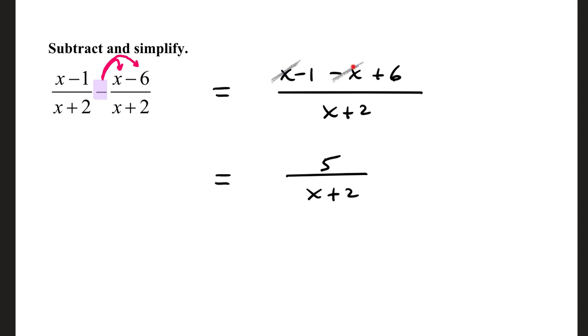This x minus that x minus x is 0. Negative 1 plus 6 is 5. So after you combine like terms in the numerator, all that remains is a 5. In the denominator, we have x plus 2, and that's your final answer. That's the simplify part. With subtraction, you have to be careful to subtract each term in the second fraction's numerator.